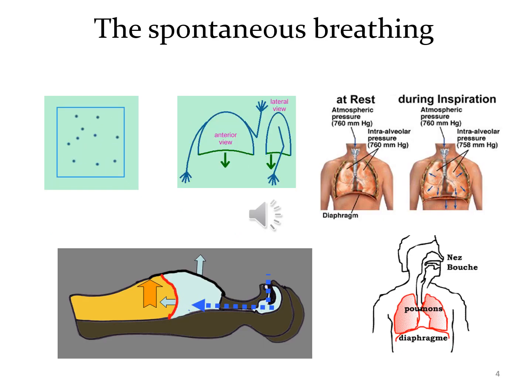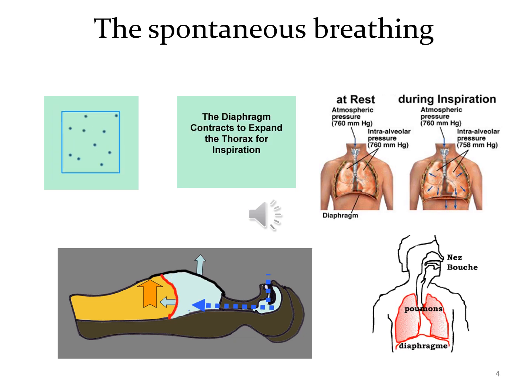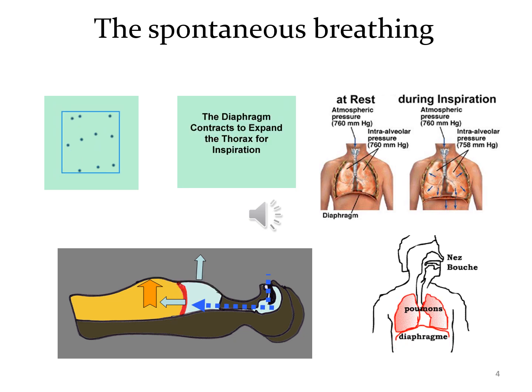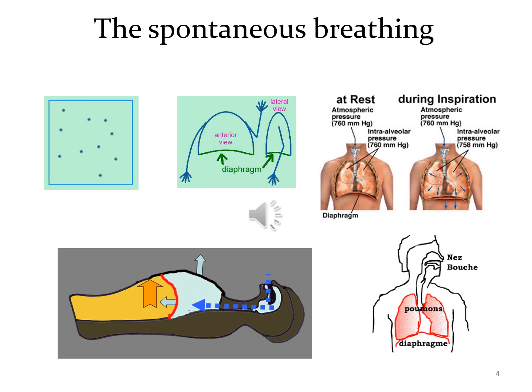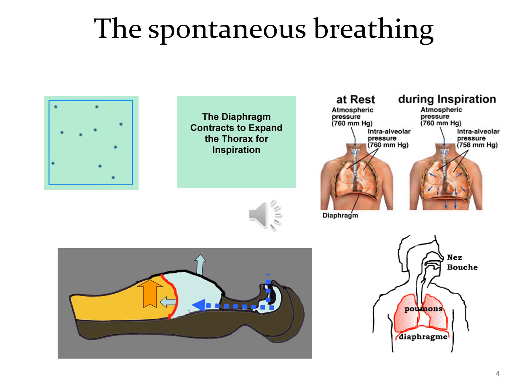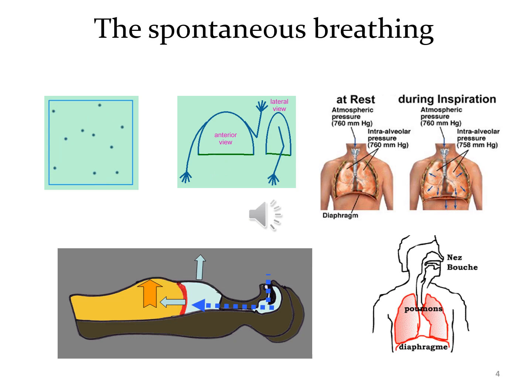During spontaneous breathing, lowering the diaphragm and expanding the rib cage creates a decrease in alveolar pressure, negative pressure when compared to atmospheric pressure. It is this negative pressure that causes air to enter the lungs.